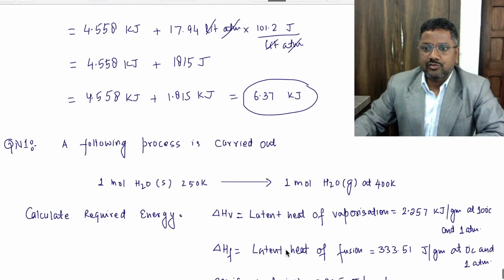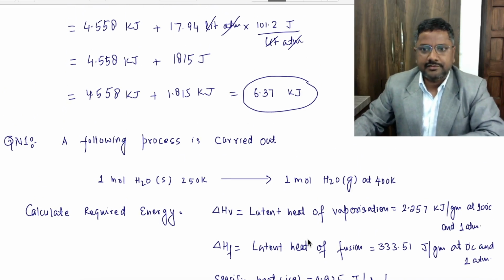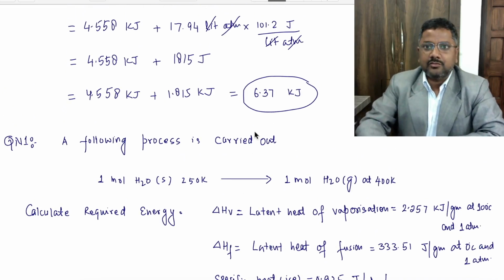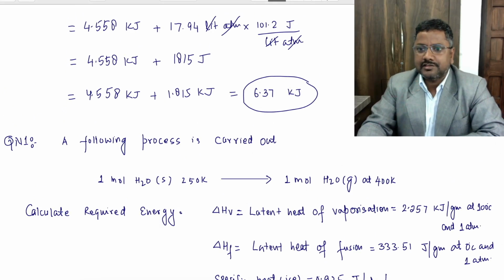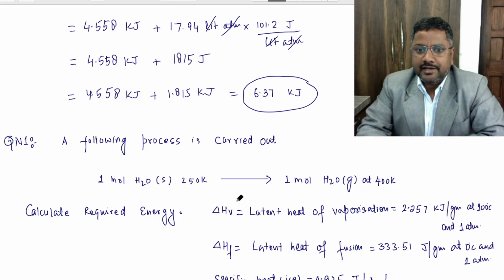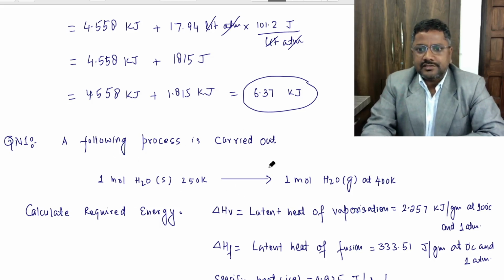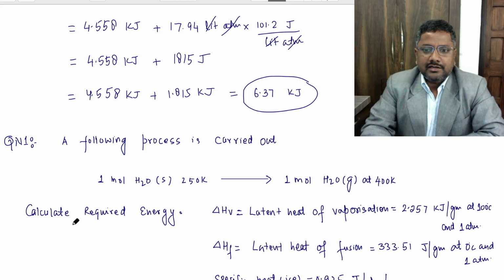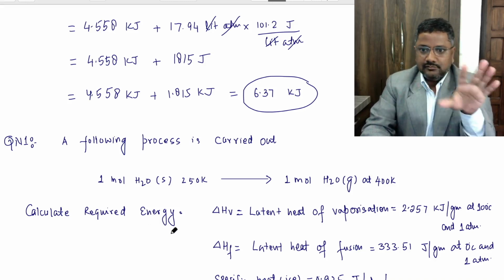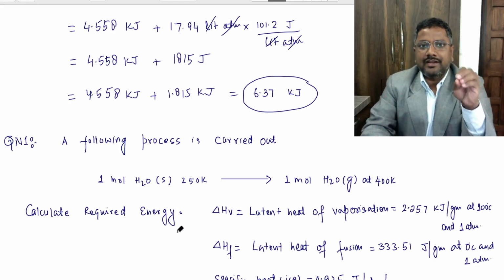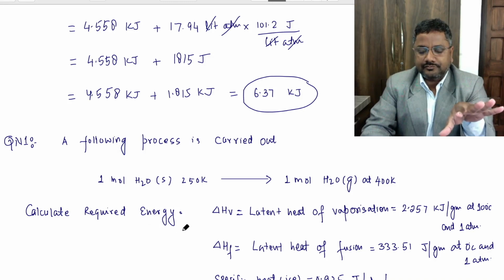Now see one more question, and this is one of the very good questions of thermodynamics, and be ready for such types of questions in your JEE Advanced. See, a process is given here. 1 mole of water solid, meaning ice, you have at 250 Kelvin and converted into 1 mole of water gas, meaning water vapors, at 400 Kelvin. And deliberately I have written here: calculate the required energy, right? Here I have not mentioned you have to calculate delta H or delta E, right?